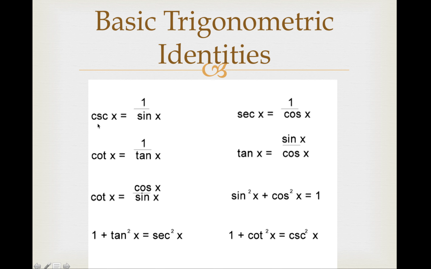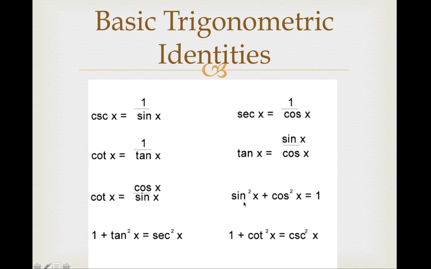So we have cosecant x is equal to 1 over sine x, secant x is equal to 1 over cosine x, and cotangent x equals 1 over tangent x. These are the reciprocal identities. Next, we have the quotient identities. One of those is tangent x equals sine x over cosine x, and cotangent x equals cosine x over sine x. The last set will be the Pythagorean identities.